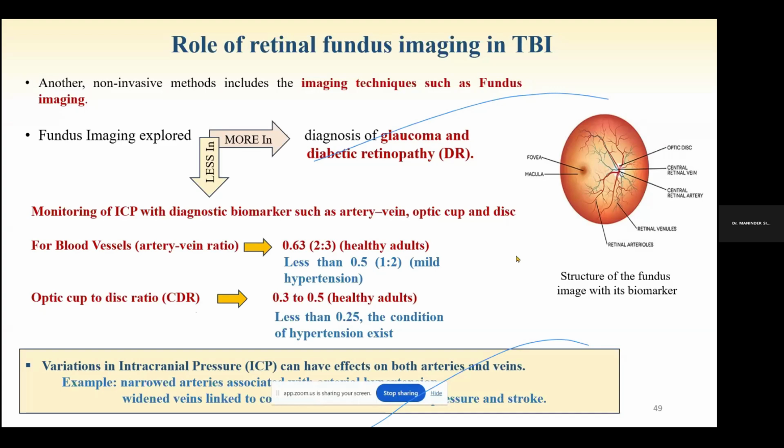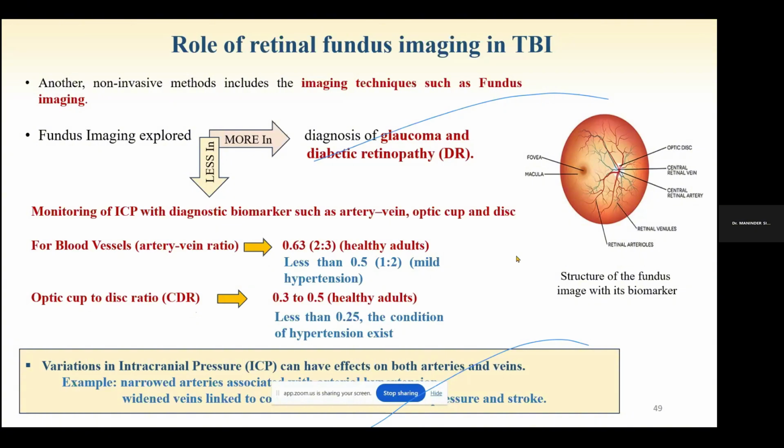There are several parameters; people do segmentation of the optic cup and disc and then diagnose glaucoma. But the important parameter which can relate to ICP is the artery and vein, the blood vessels available there. The normal range for healthy patients is a ratio of 2:3, the artery-to-vein ratio, so the value can be around 0.63.